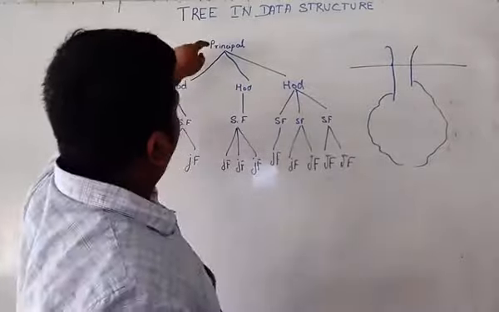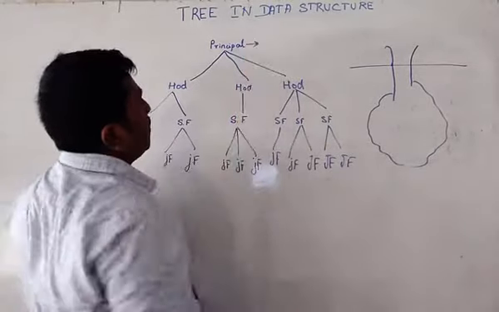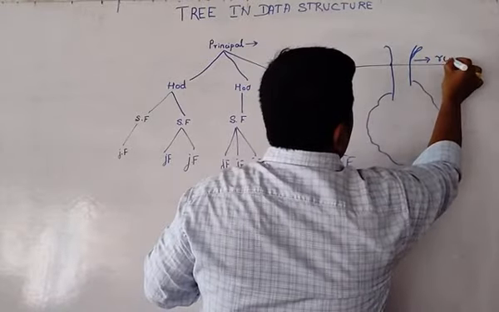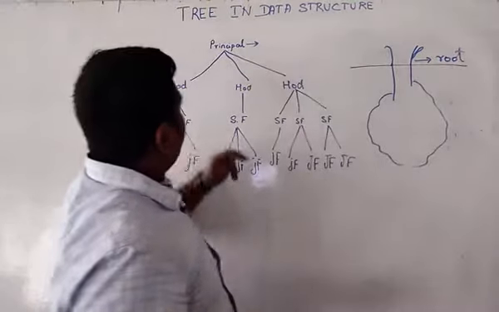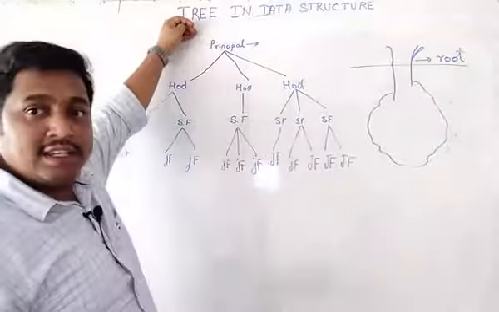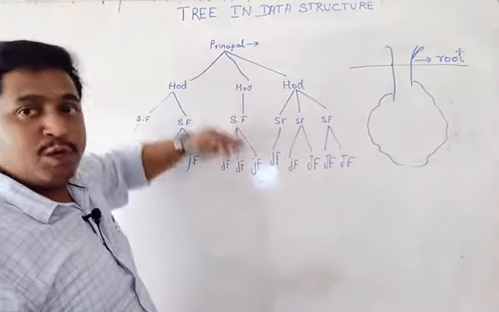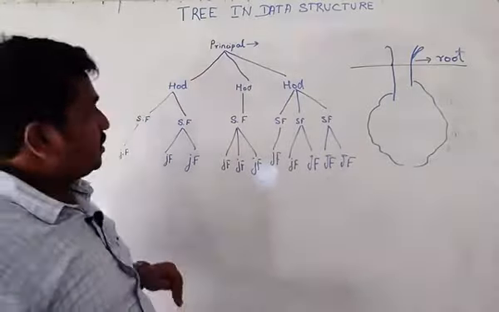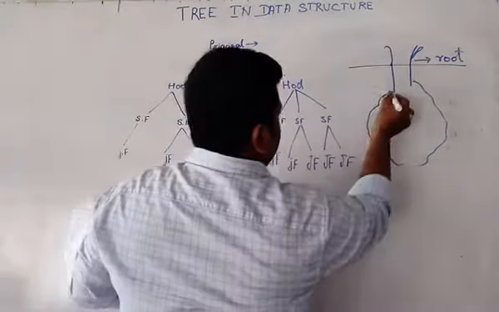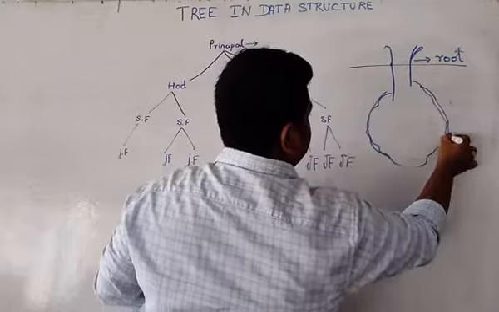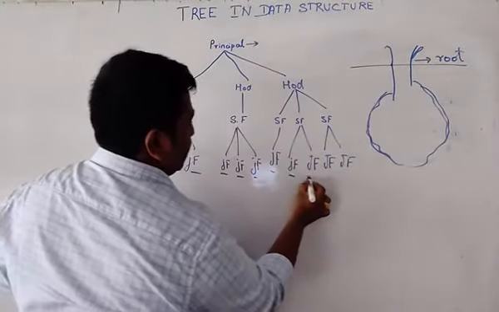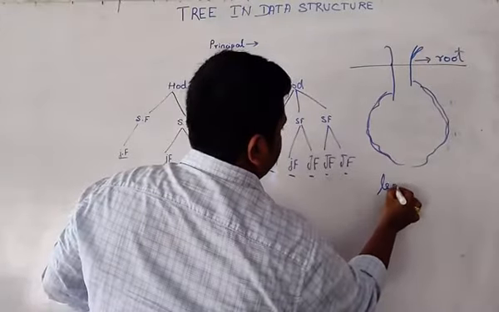See here, what comes first? Here, principal. So the first element in the tree is the root. I will explain once again later. Whatever comes in the last, those are leaves. So these are all called leaves.